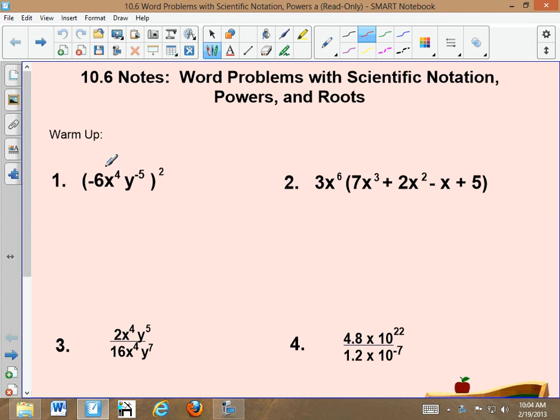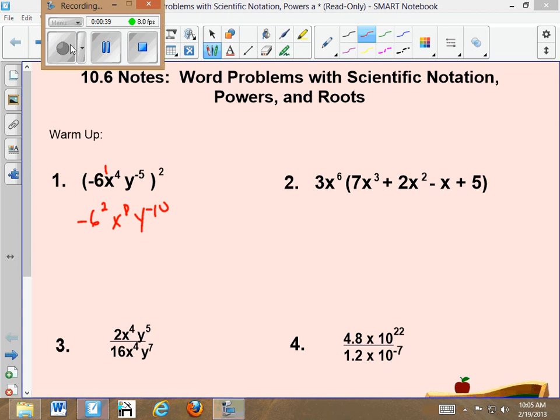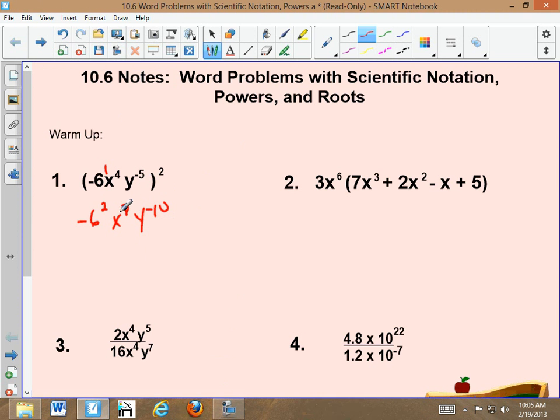Remember you got a 1 here, this is going to be negative 6 squared, x to the 8th, y to the negative 10th. Let me make this 8 a little bit clearer. Now this is negative 6 squared, which equals positive 36, because negative 6 times negative 6 is positive 36. X to the 8th stays on top, y to the 10th goes on bottom. Somebody thought this should have been y to the 25th because they were squaring the 5. But this is pow-pow, which is multiplication.